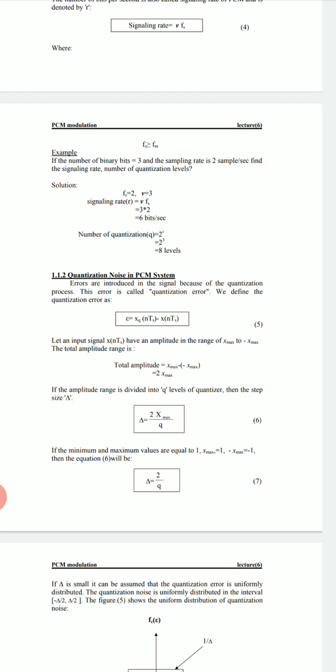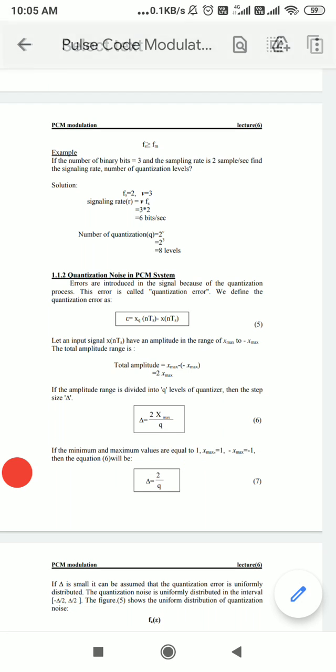So you have the amplitude range 2x max. You take 2x max in the numerator, divided by the level of the quantizer. You take the quantization level as q, so step size is 2x max upon q. Here, if the minimum and maximum values are the same, x max equal to 1 and minus x max equal to minus 1, then 1 minus minus 1 gives you 2. So 2 upon q.